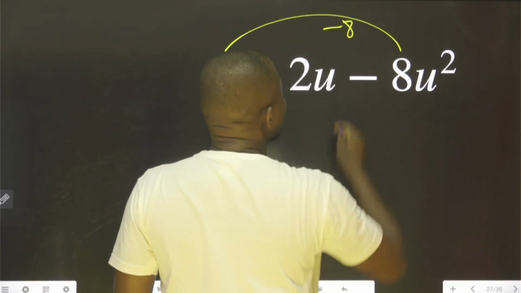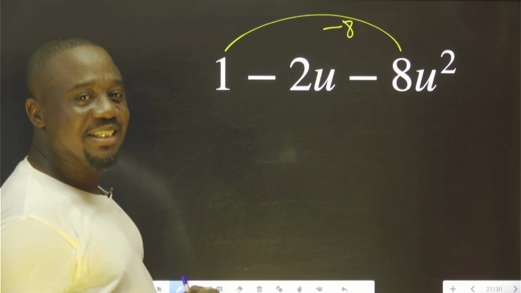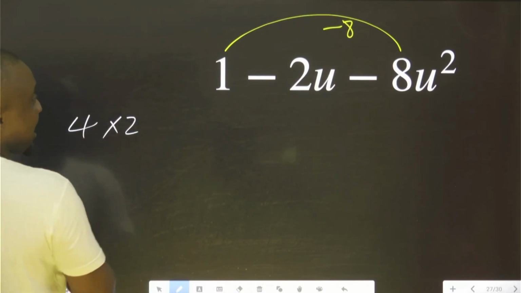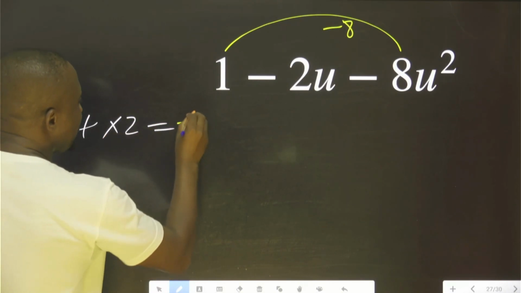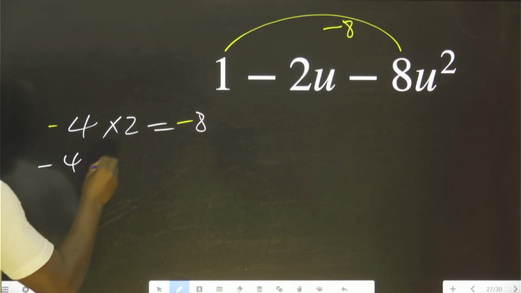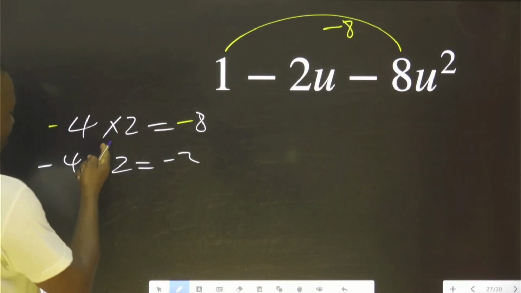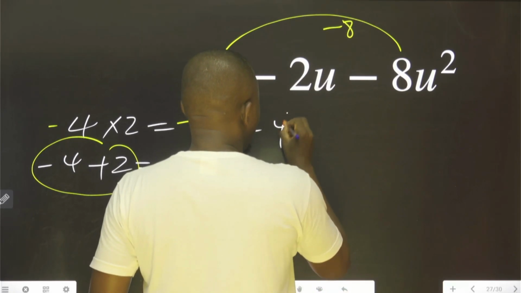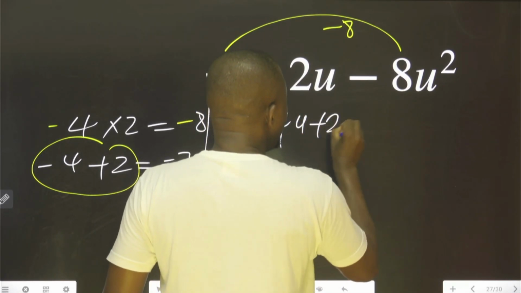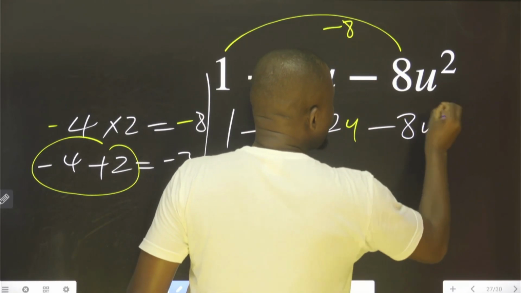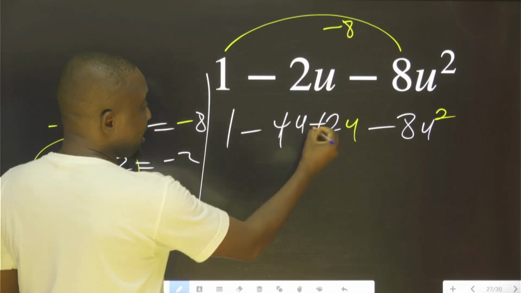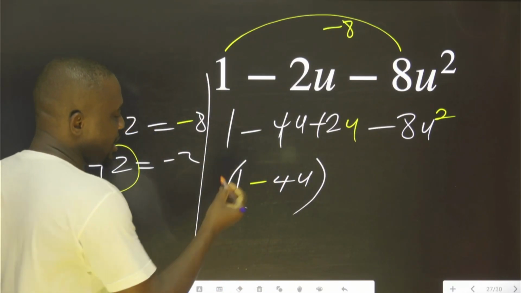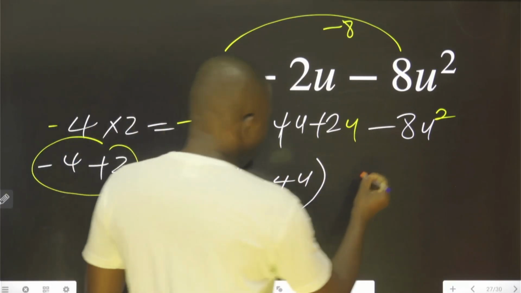Minus 8. What can we do to minus 8? That is, I can see 4 times 2. That is minus 4 times 2 will produce minus 8. Minus 4 plus 2 will produce minus 2. So I will use this 2 to replace this. 1 minus 4u plus 2u, 8u squared. Okay? This and this, I cannot actually see any common factor aside 1. Then I will repeat the same thing.